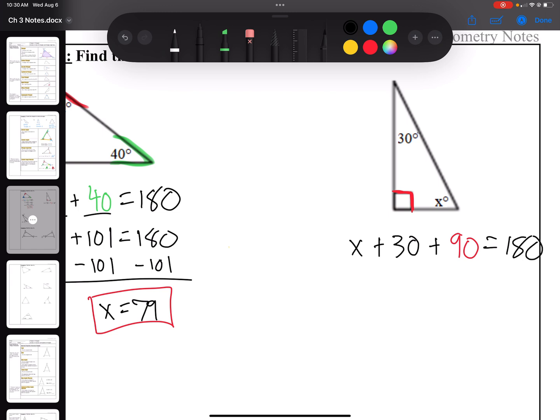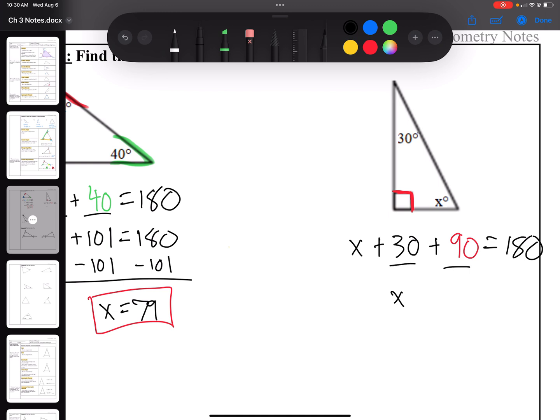Now, a shortcut, if you want to use it, in a right triangle, what if you subtract 180 minus 90? You're left with 90. So that means the two acute angles, the x and 30, add up to 90. It's up to you if you want to use that shortcut. It'll save you some time and effort. But if you feel like you're going to forget when you can do that, you can always rely on interior angles, add them all together and set it equal to 180. You should still get the same answer in the end.